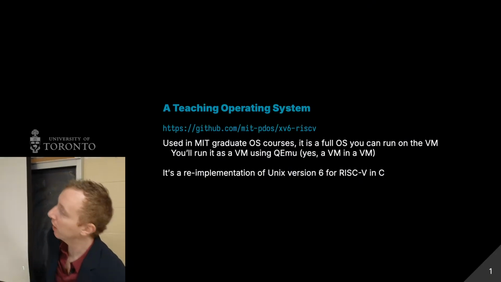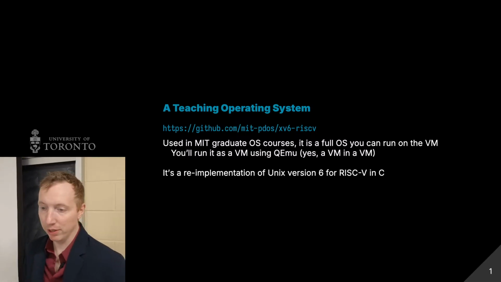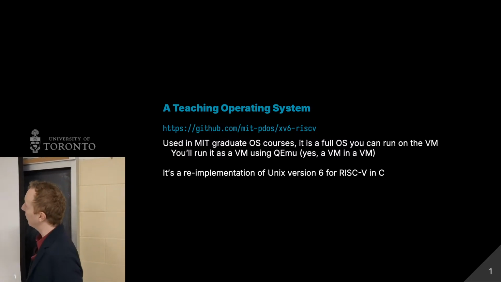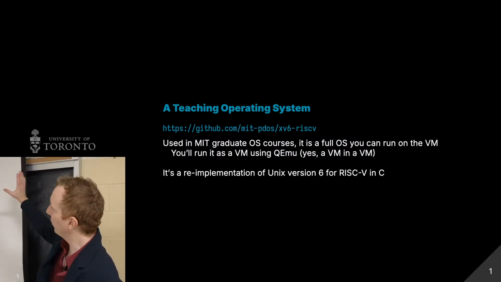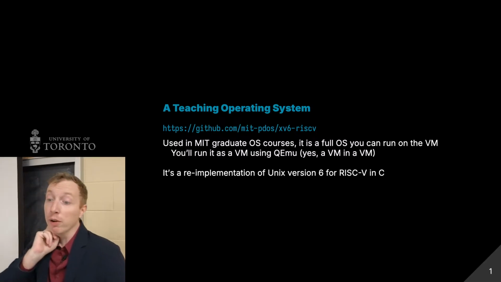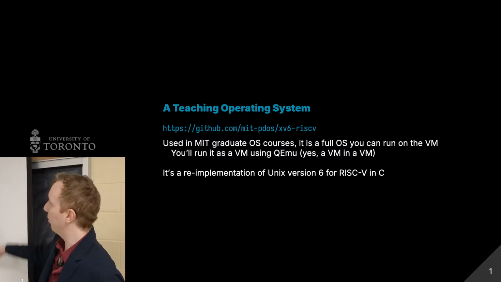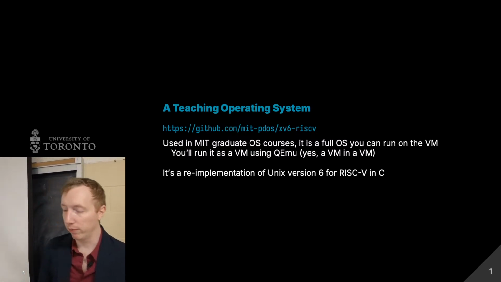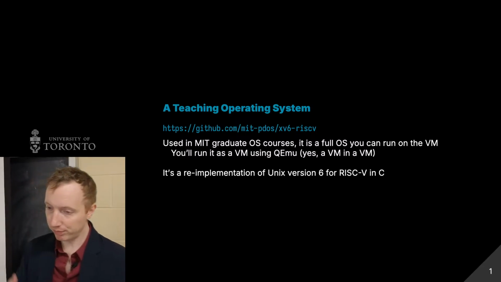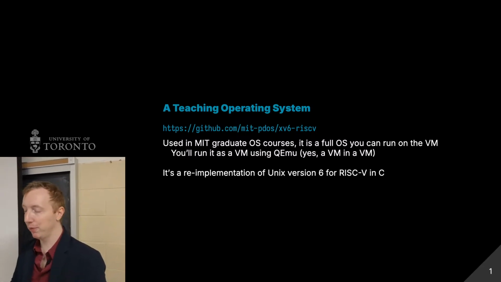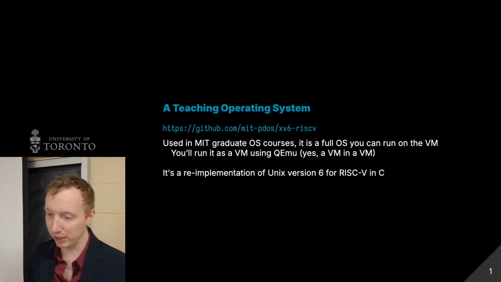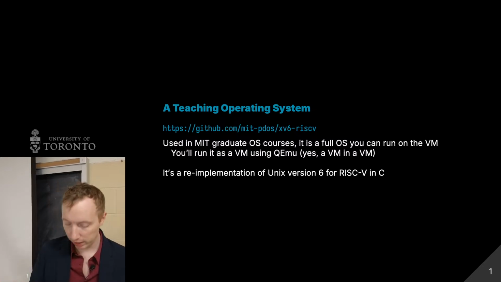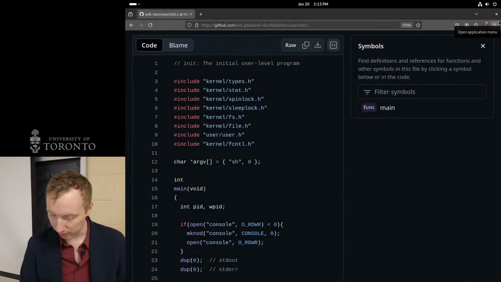So, let's start off. If you are interested in writing your own operating system, not exactly where this course is aimed at, but you can actually start reading this now. From the graduate MIT operating system course, there is this XV6 kernel written specifically for RISC-V. You can run it in QEMU if you want. That would mean you're running it in a VM in your VM, but it's a re-implementation of Unix for RISC-V in C. And you can actually start reading it now.